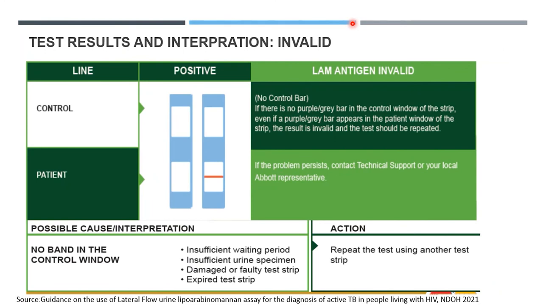When you look at what an invalid result is, there is no control line within the control window, and you may or may not have a result within the patient window. Some of the guidance on what may be causing this is an insufficient waiting period, an insufficient urine specimen sample having been placed, or an issue with the test strip itself, that it may be faulty or expired. We would repeat the test within this context.